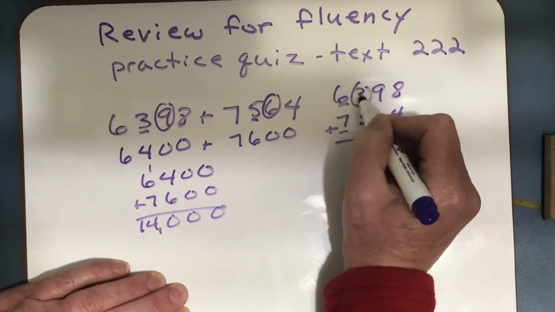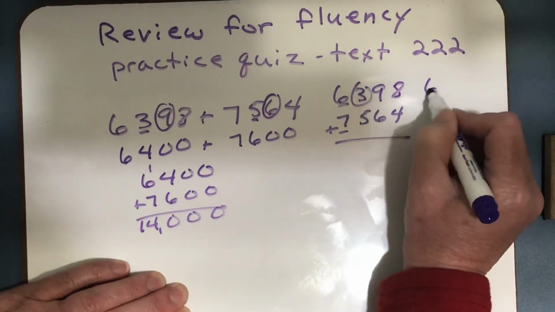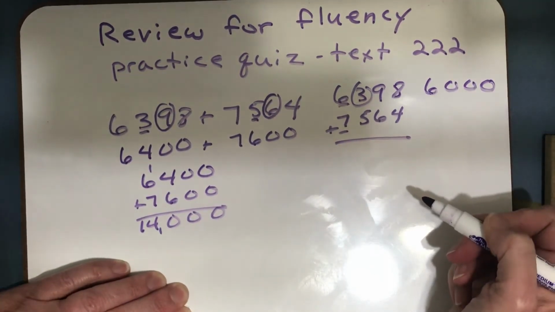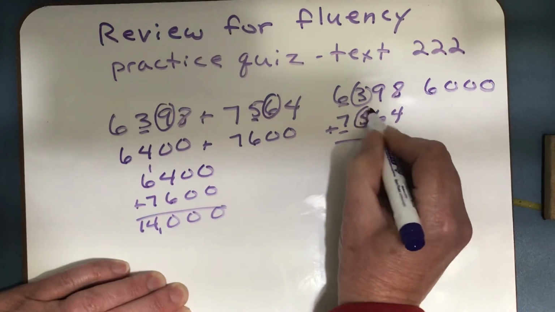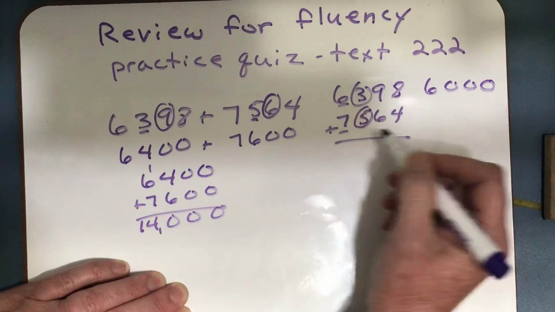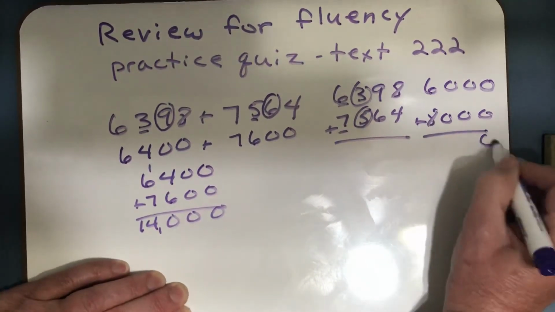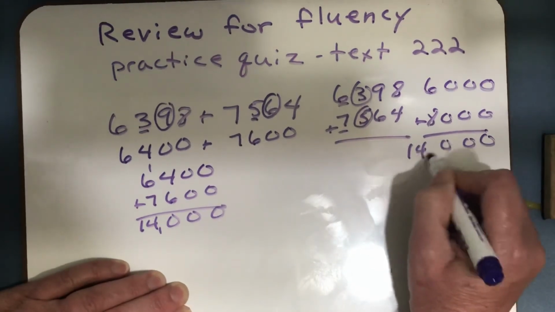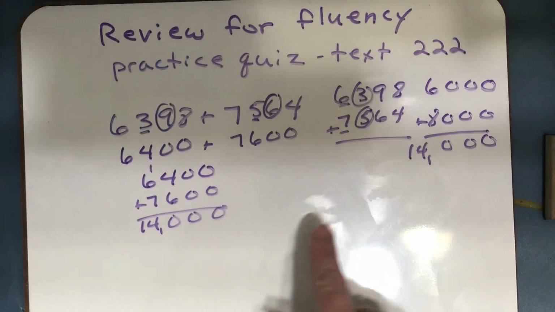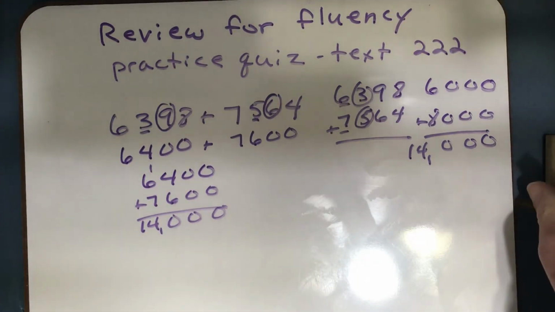So the 3 in the hundreds place tells me that I will round 6,398 to 6,000. Remember, the magic number in rounding is 5. Okay, and here I do have a 5, which is the magic number. That tells me to go up. So I'm going to go up to the next 1,000, which would be 8,000. And when I add this, I get 14,000 again. So this addition problem, rounded to the nearest 1,000, is 14,000, and rounded to the nearest 100 is also 14,000.